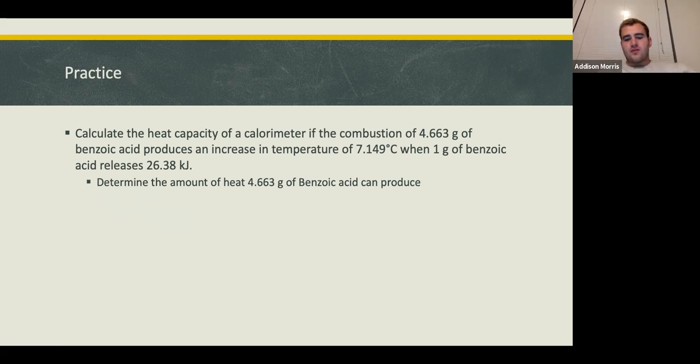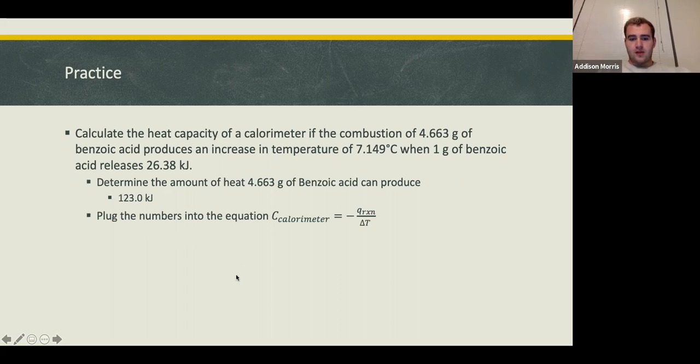So we plug that in. We have to determine how much heat is given off from that many grams of benzoic acid. So we multiply the number of grams by the heat released. That should give us 123 kilojoules.